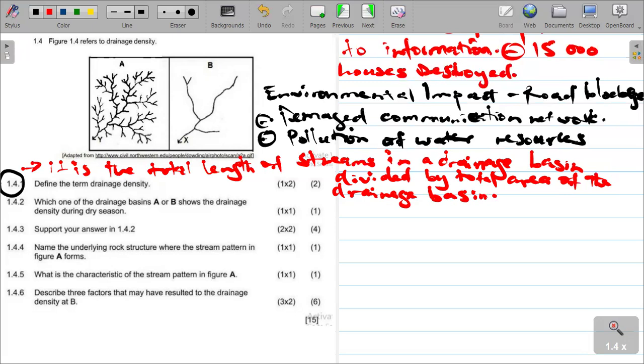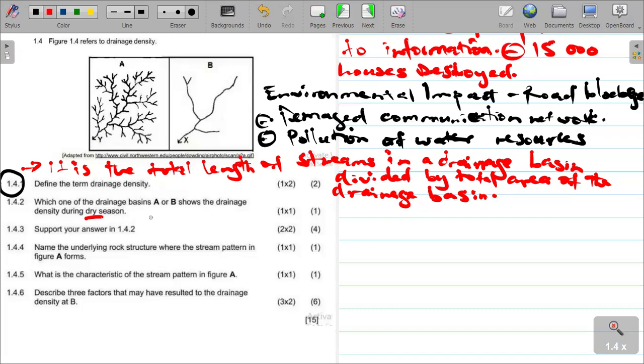So what we are talking about is the relationship between the length of the streams in the drainage basin and the size of the drainage basin, which defines the drainage density. So, which one of the drainage basins, A or B, shows the drainage density during dry season?